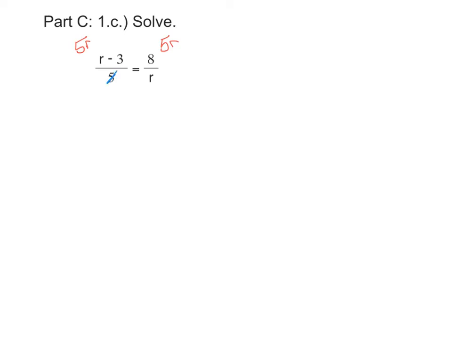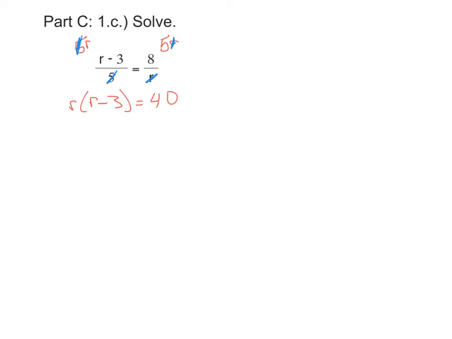On the left side, the 5 will cancel with the 5, and we're left with r times (r − 3). On the right side, the r's are going to cancel, and we're left with 8 times 5, which is 40. Now we're left with an equation that does not have any fractions in it, which is great.